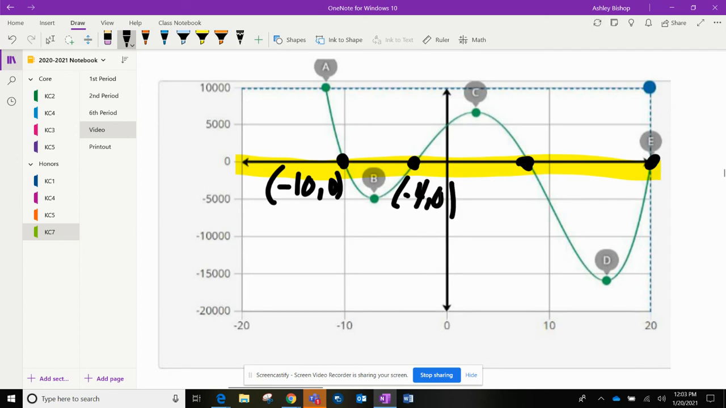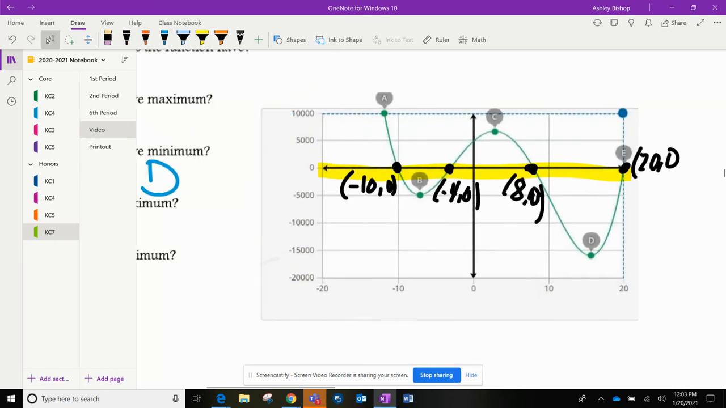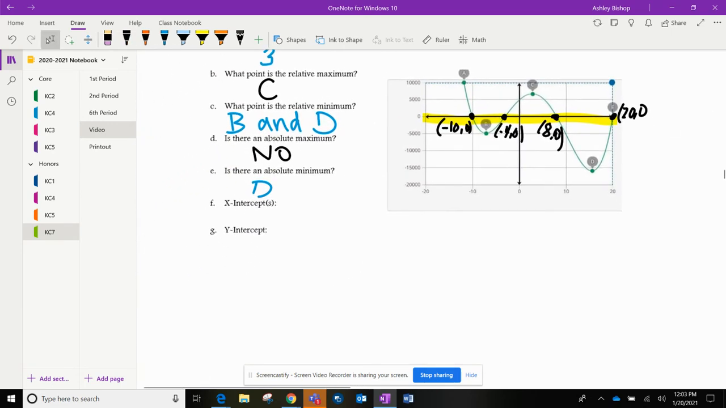This point right here is between 0 and 10. It's way closer to 10, so I'm going to say 8, 0. And then this point over here is at 20, 0. So I'm going to go write all of those down. So I had one at -10, 0, -4, 0, 8, 0, and 20, 0.